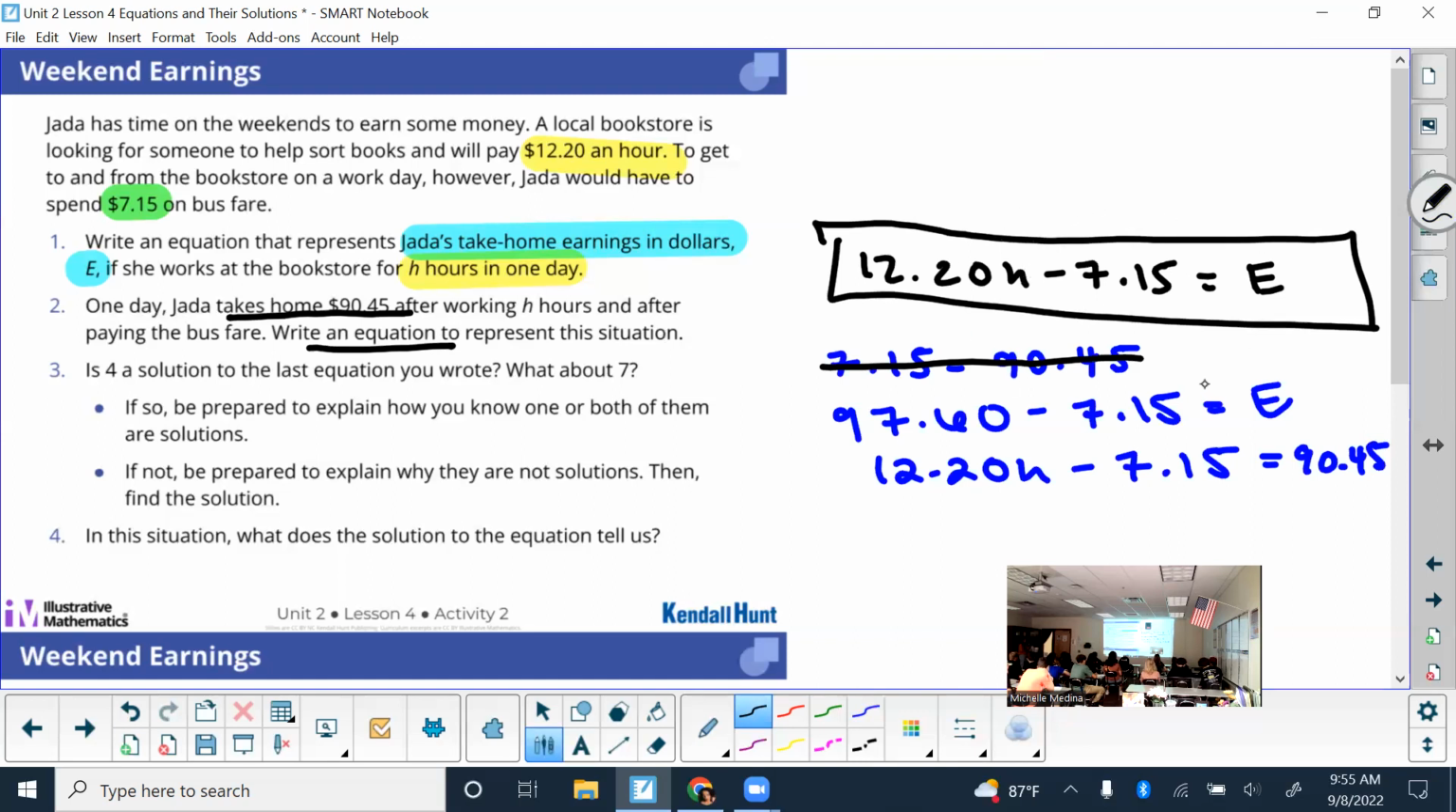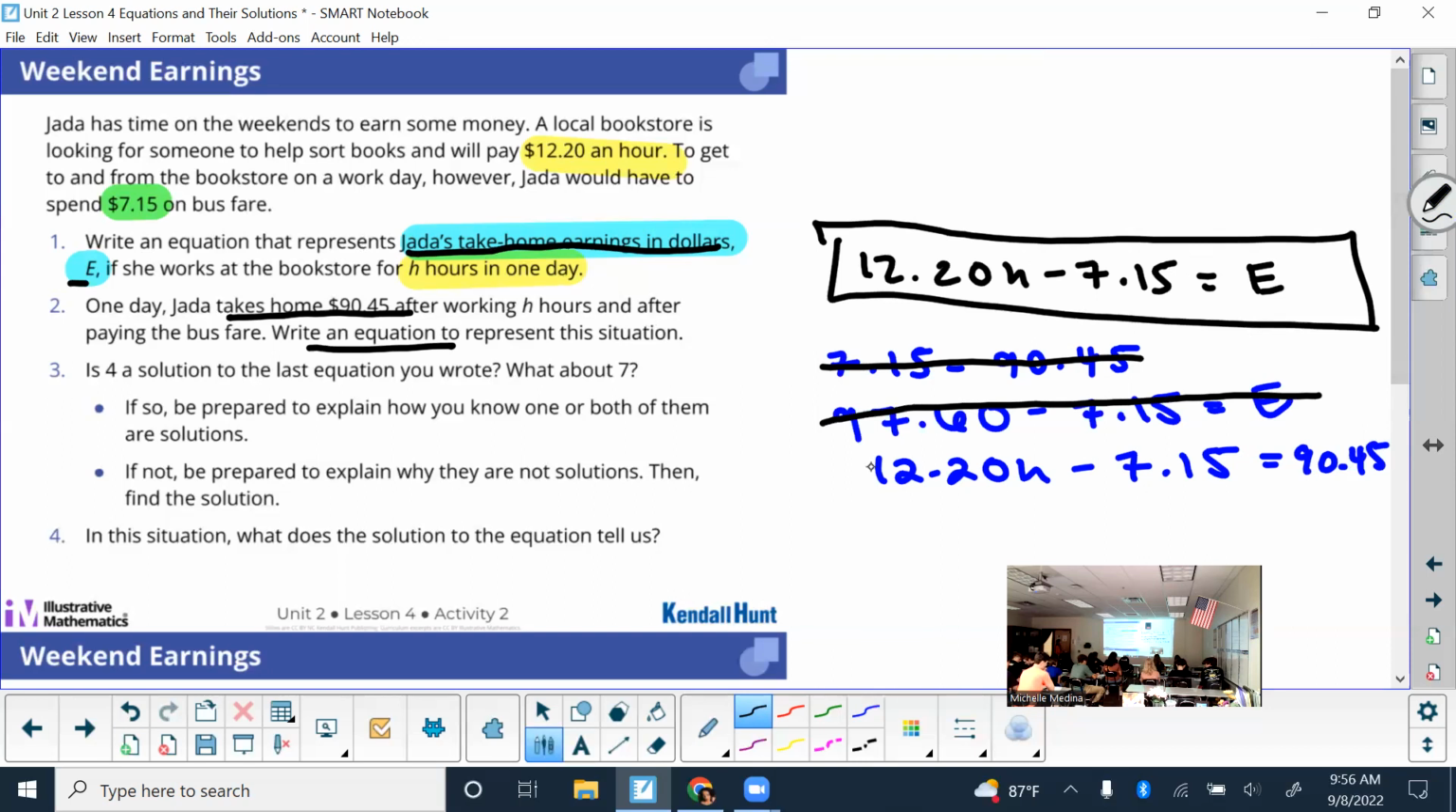In for the H or for the E? In for the E, because the E represents stated take home earnings in dollars. So you shouldn't still have an E in there. It can't be that one. Then see if the rest of it makes sense.